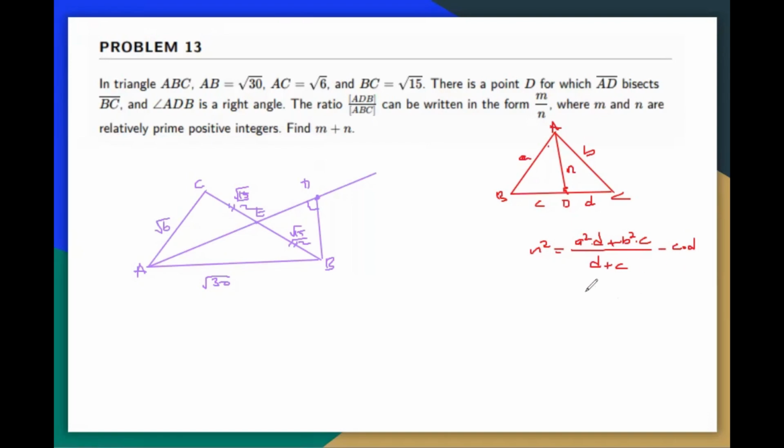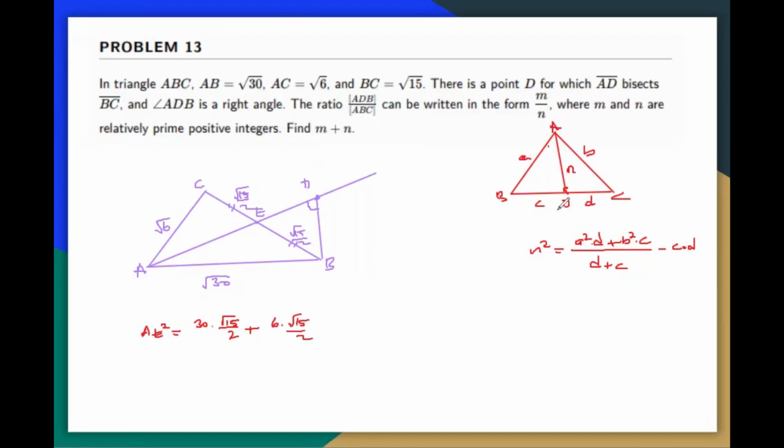This is one way of writing the theorem, but you may have seen other ways. I feel like this is better than the other version, in my experience. You can use either one, but I will go with it. With that in mind, I'm going to use AE as my N. So AE squared will be equal to the square of this, which is 30, times this part, which is root 15 over 2, plus the square of this, which is 6, times the opposite part, which is root 15 over 2.